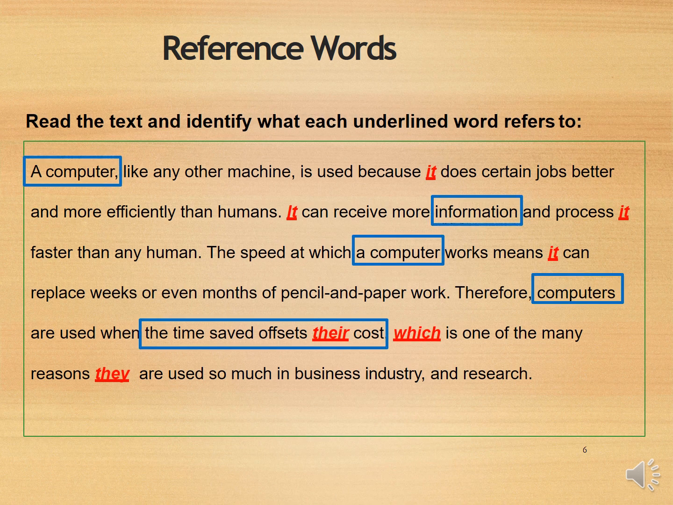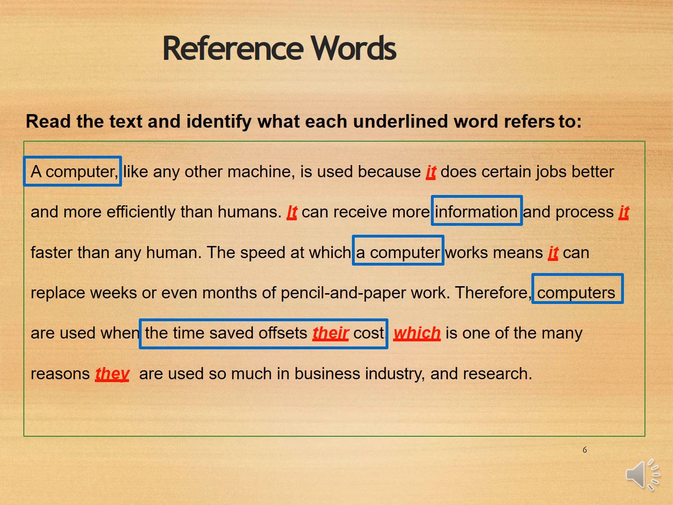All right, answers. A computer, like any other machine, is used because it does certain jobs better and more efficiently than humans. So it here, what is it referring to? Something that does certain jobs better and more efficiently than humans. So it here refers to a computer. It can receive more information and process it faster than any human. What can receive more information? It here is referring to a computer.